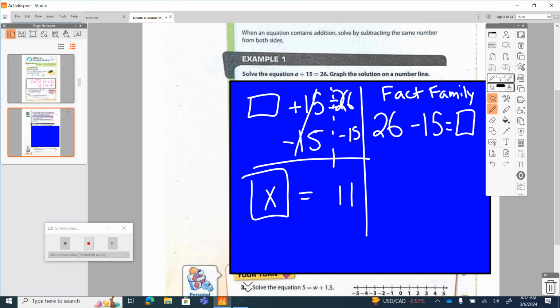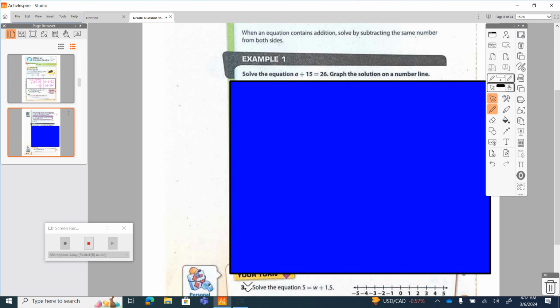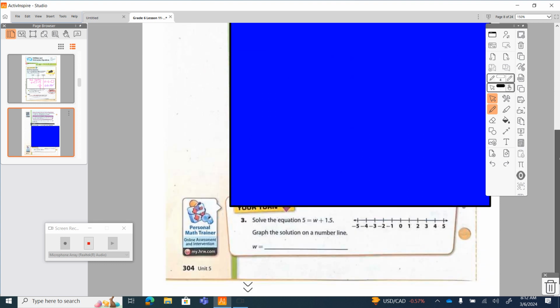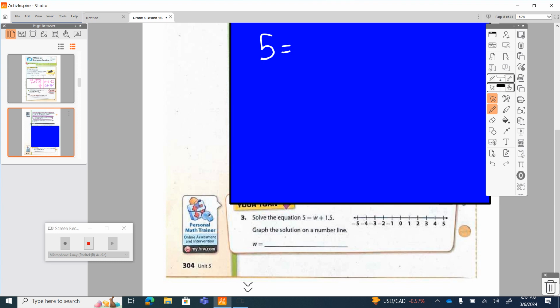The reason we want to understand this is sometimes it gets more complicated. Let's look at the problem below. I know they say use a number line, but we're not going to. We're going to say 5 equals w plus 1.5. I could switch that order and put w plus 1.5 equals 5. You do not need to rewrite it, but I want you to see this.